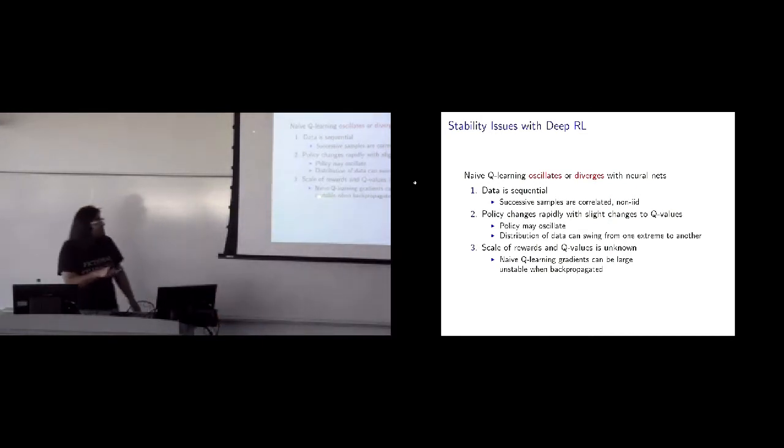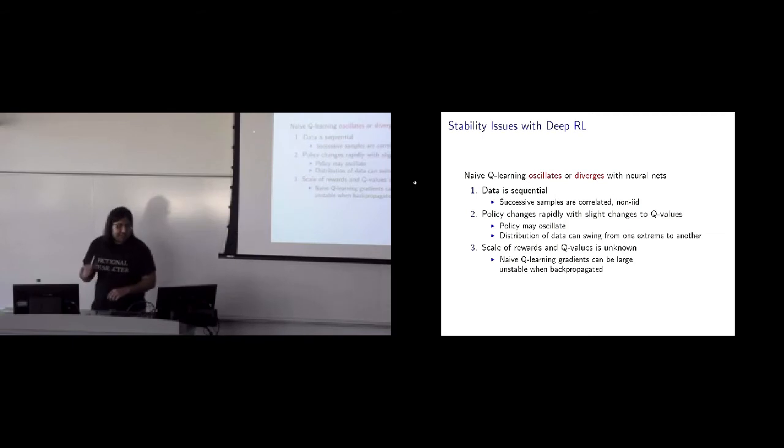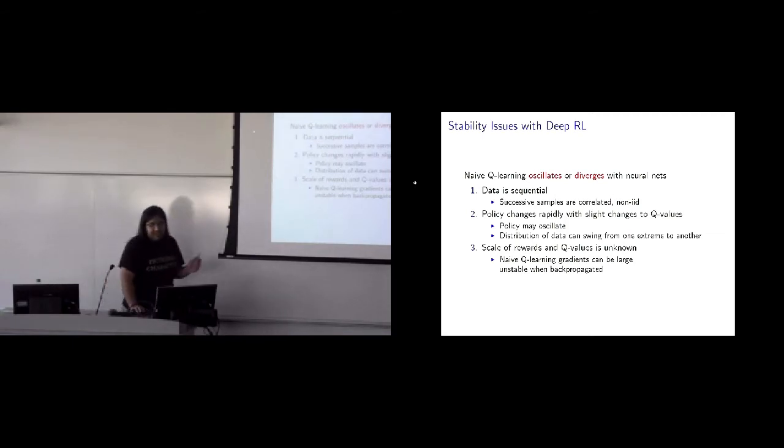You don't really know because you have to stop it at some point, and that point can be very off from where it's supposed to be due to this oscillation. And the scale of rewards and Q values is unknown. Naive Q learning gradients can be large and unstable when backpropagated. What do we mean by backpropagated? Watch the deep learning lecture.